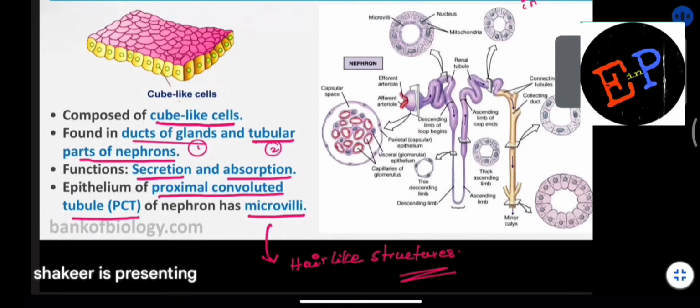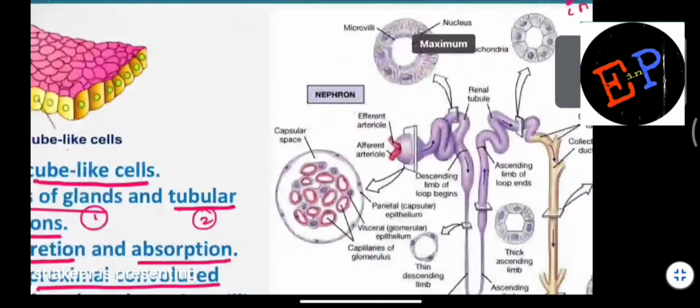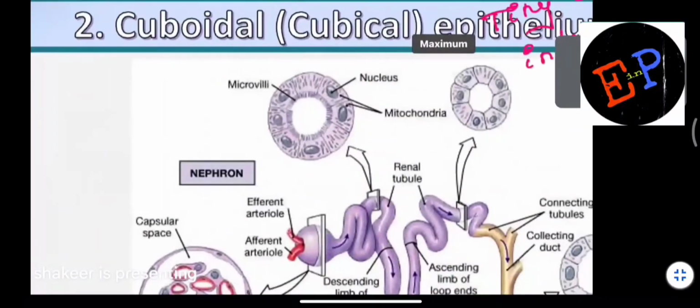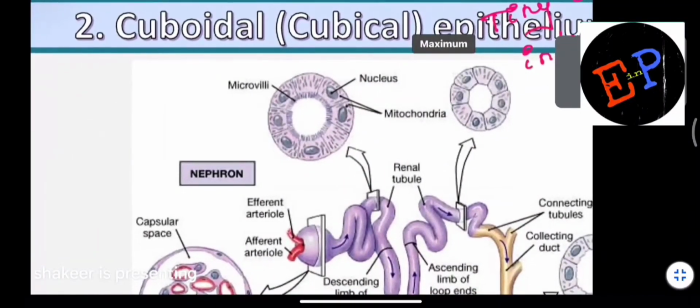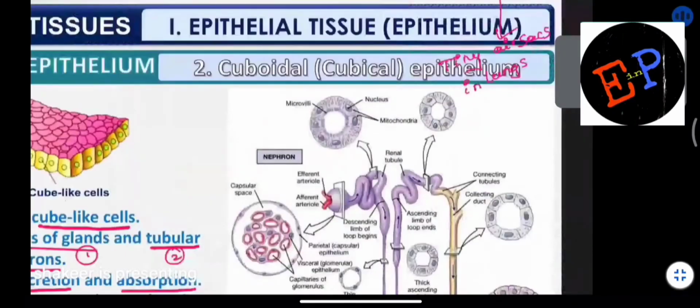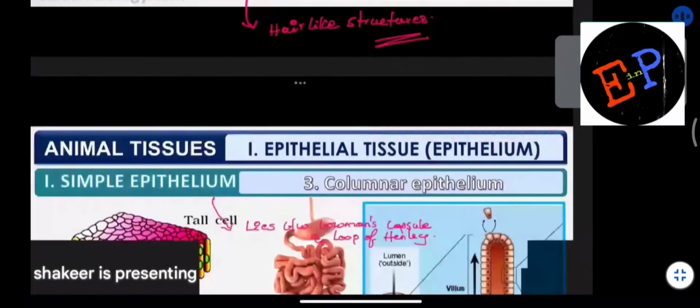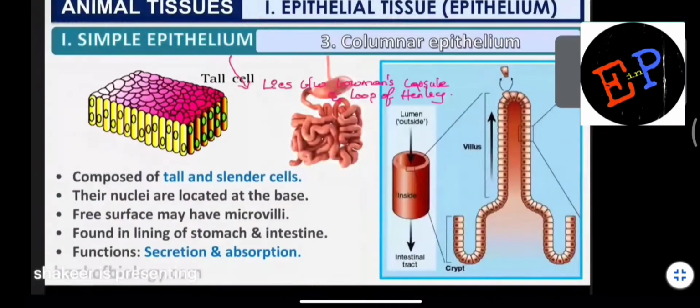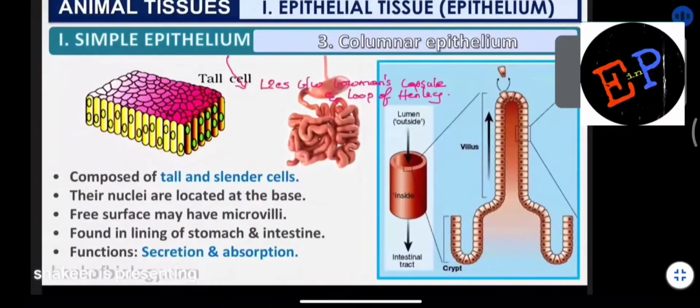So in the figure you can find here. Okay. You are seeing these microvilli, right? Small hair-like structures you are seeing in the nephrons. These small hair-like structures you can find in the PCT. Clear? And they are made up of what kind of cells? Cuboidal cells. So the next type of simple epithelium cells are columnar.